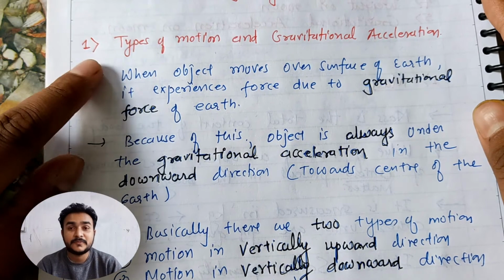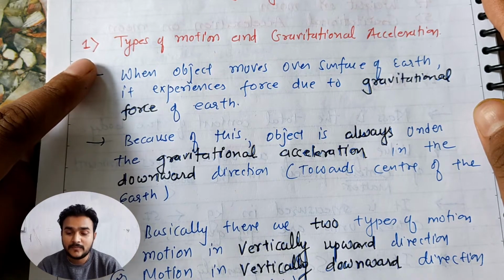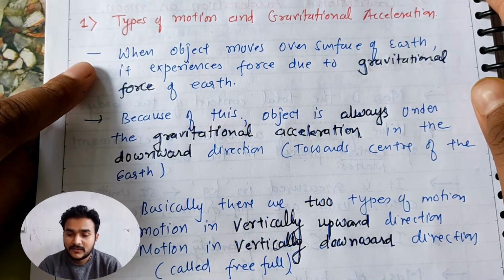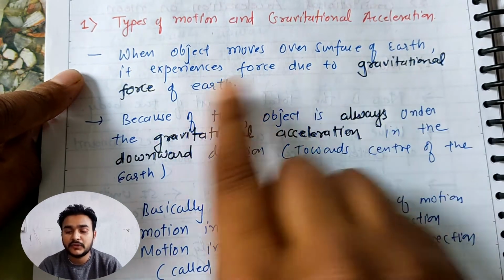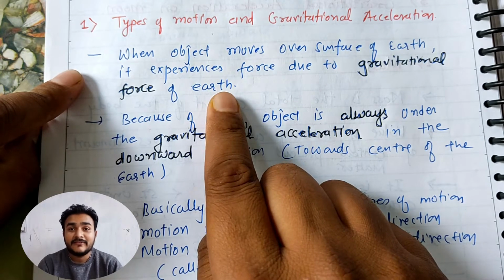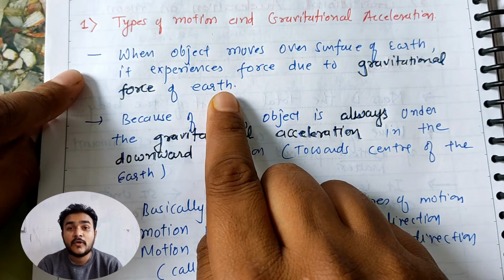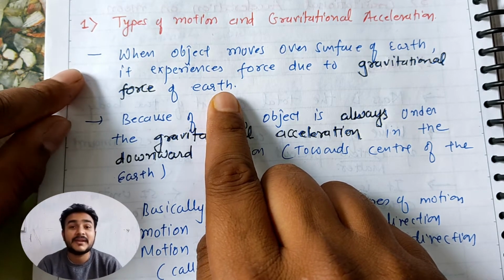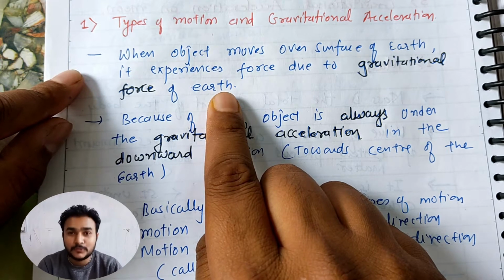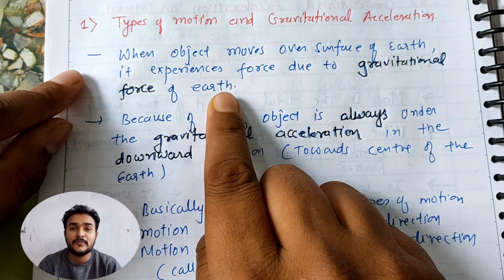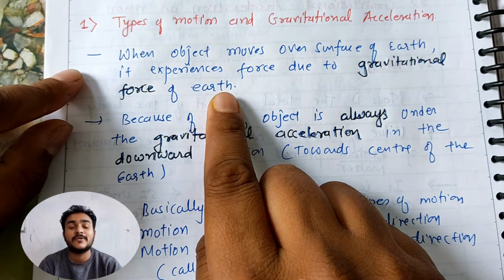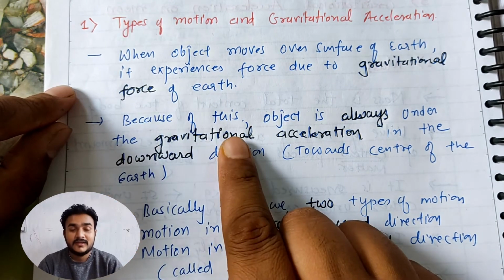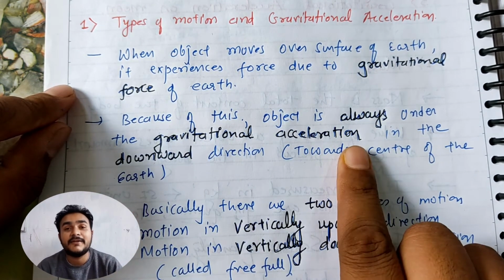Let us discuss the first point of the concept, the type of motion and gravitational acceleration. When an object moves over the surface of the earth, it experiences the gravitational force of the earth. Whenever the object moves, it is always under the influence of this force, and the direction of gravitational force is always toward the center of the earth. As we know from my previous video, this force is called the weight force of an object. Because of this weight force, the object is always under gravitational acceleration.